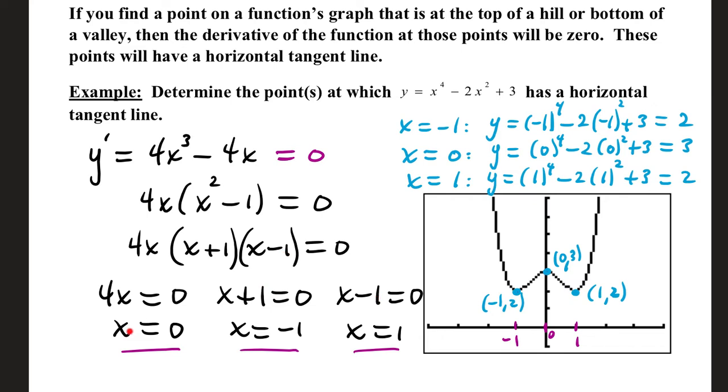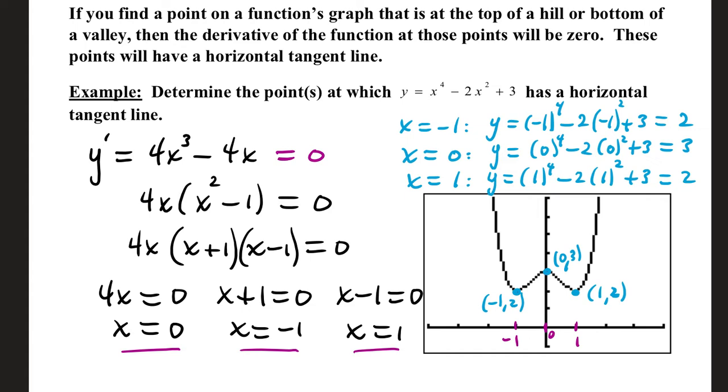4x equals 0 when x is 0. x plus 1 is equal to 0 when x is negative 1. x minus 1 is equal to 0 when x is positive 1. These numbers underlined in purple are critical numbers. They give you the x values that can occur at a valley floor or a hilltop.